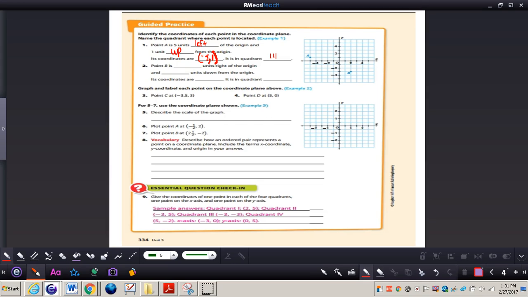It's in quadrant 3. So we're going to wrap up this video on graphing on the coordinate plane, and I suggest you take a look at page 331 and be very familiar with those different terms. If you have any questions about this concept, please come and see me.